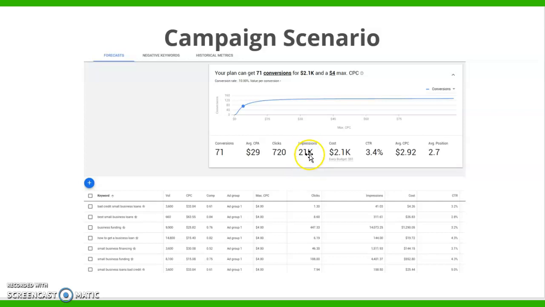21,000 impressions. That means 21,000 people saw this ad. There were 720 clicks on the ad, 71 conversions. That means there were 71 clients captured. Cost of the ad was $2,100 total cost, okay? Click-through rate was 3.4%. That's pretty good. Now here is where I want you to pay attention.